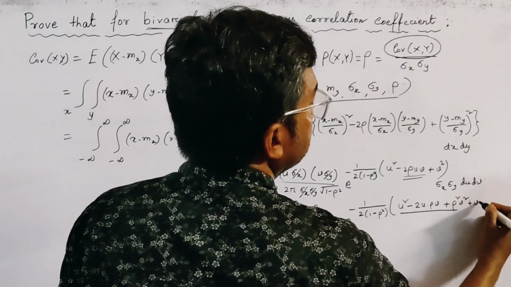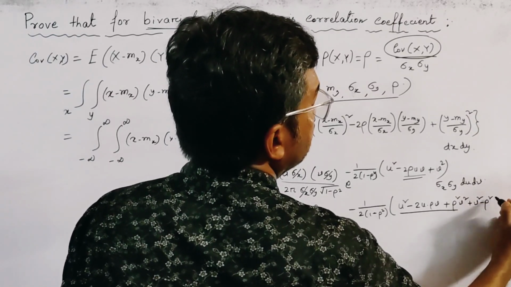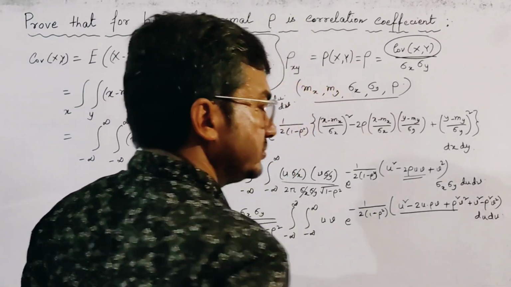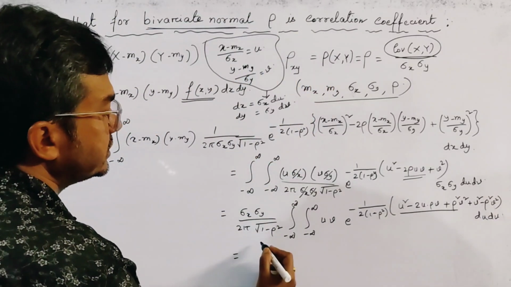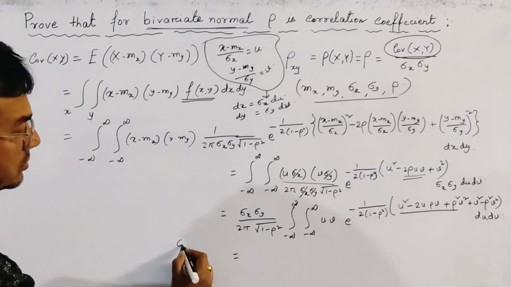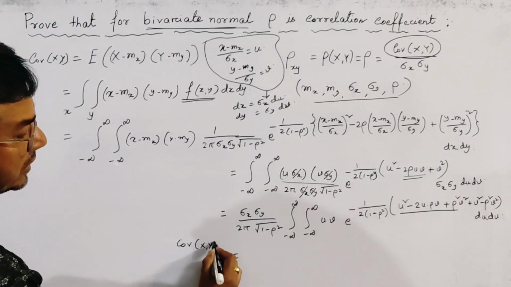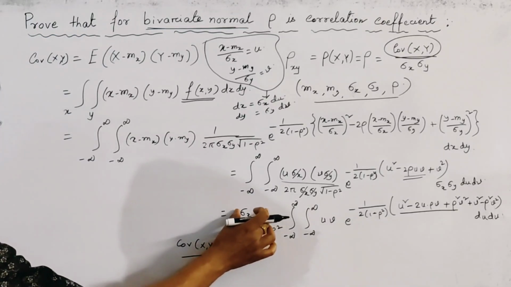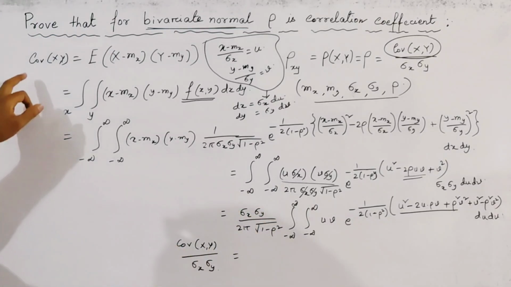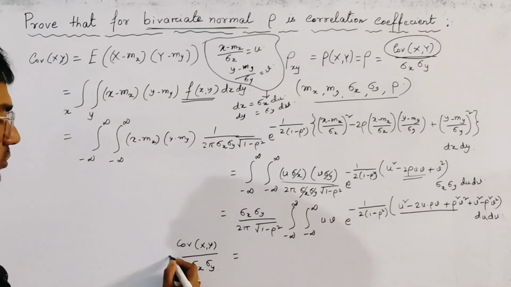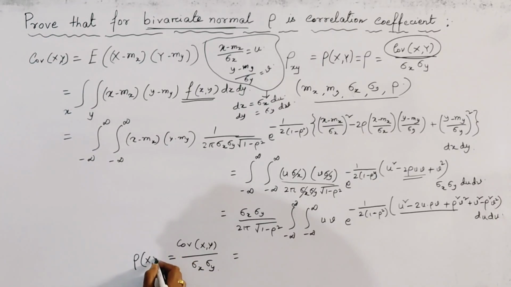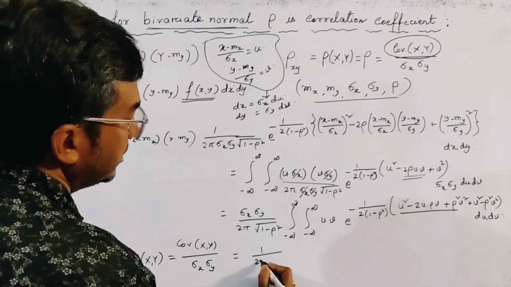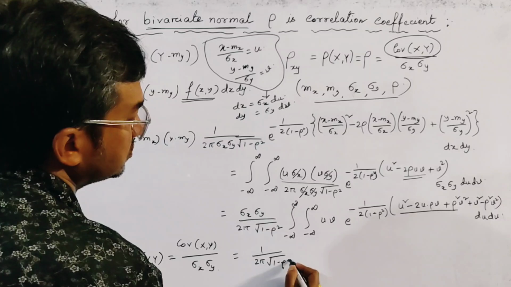Now we write v square, then subtract rho square v square, and here du dv. Okay, so if we write this as covariance of xy by sigma x sigma y, we write this sigma x sigma y in the lower part of xy, right? And then we get the definition of rho xy, right? And the right side is 1 by 2 pi root 1 minus rho square.